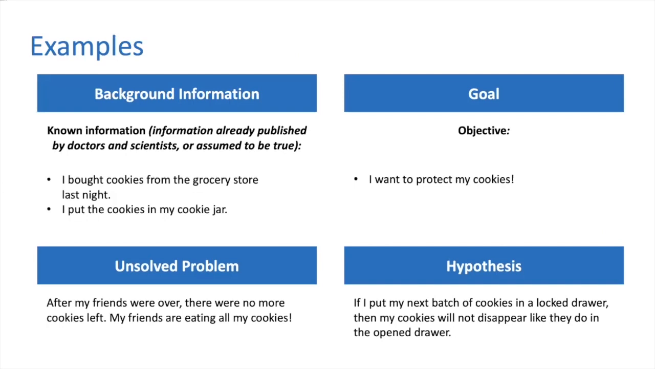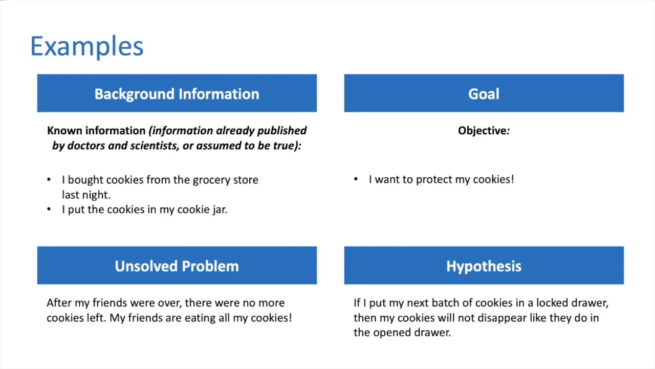Let's go over an everyday example. So, first we have background information, which is the known information. It's information already published by doctors and scientists. It is assumed to be true. For instance, I bought cookies from the grocery store last night. I put the cookies in my cookie jar. Now let's go over our unsolved problem. After my friends were over, there were no more cookies left. My friends are eating all my cookies.